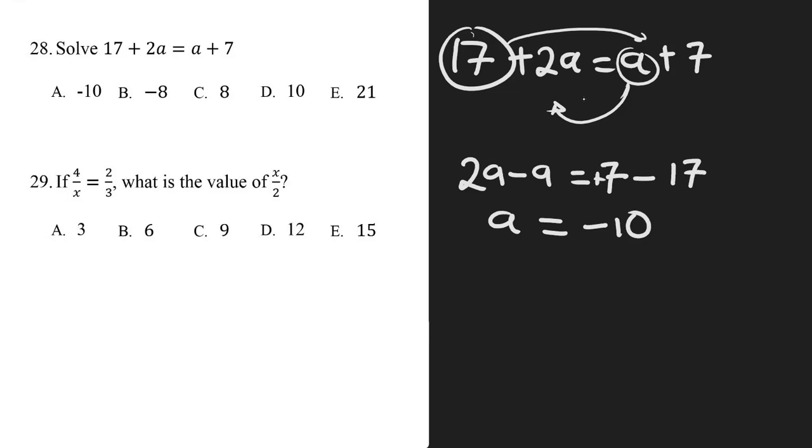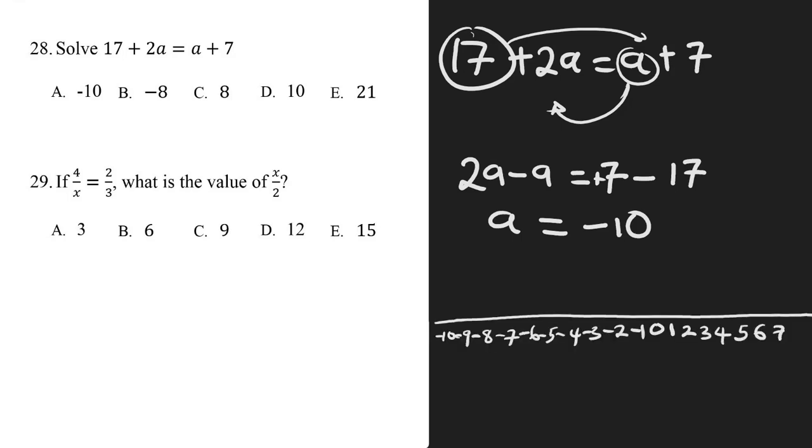Since this one is plus 7, let's use the number line and see. We have plus 7 on the right-hand side, then minus 17. That means we're going to move 17 steps to the left since it is minus 17, right? So we go 17 steps. Can you see the reason why it is minus 10? So we're getting minus 10. So the answer is minus 10. Let's check our options. From our options, it is A, minus 10. So let's move to question 29.